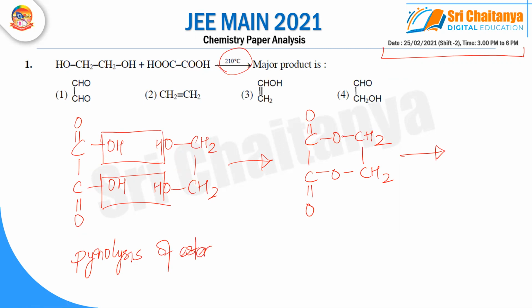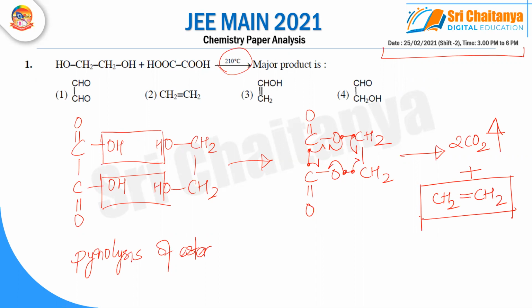So what happens is that whenever you heat a substance, always the tendency of volatile product formation increases, and CO2 is a volatile product. Now what happens? This electron comes here along with this. This bond breaks in this manner. I'm showing half-headed arrows because only one electron is moving. And as a result, we get two CO2 gases which fly off, and ethene is obtained as a product. So that means my answer is option number 2. This one is a tricky one.